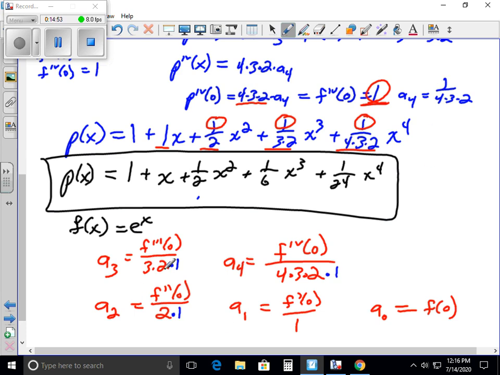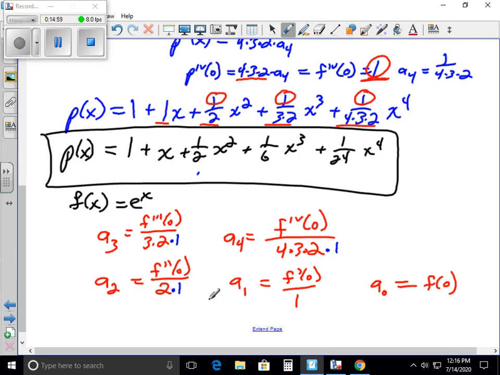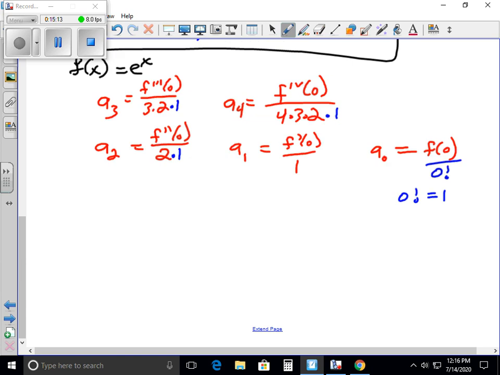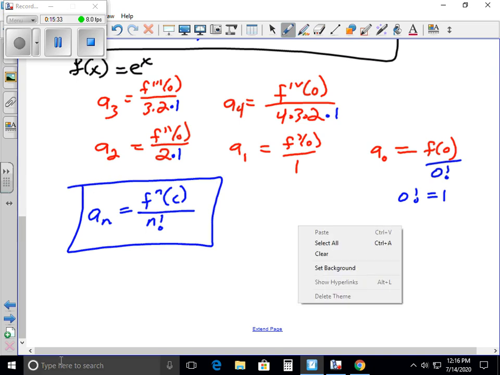3 times 2 times 1, that's 3 factorial. 4 times 3 times 2 times 1, that's 4 factorial. This is 2 factorial. This is 1 factorial. Well, we could also call this one 0 factorial because 0 factorial is 1. So to get our nth coefficient for our Taylor polynomial, we take our nth derivative at our center and we put it over n factorial. So that's the formula of how we get our coefficients.